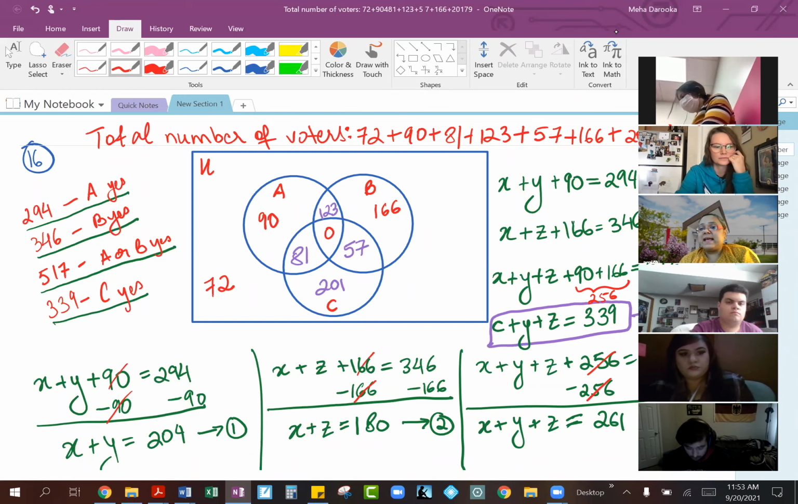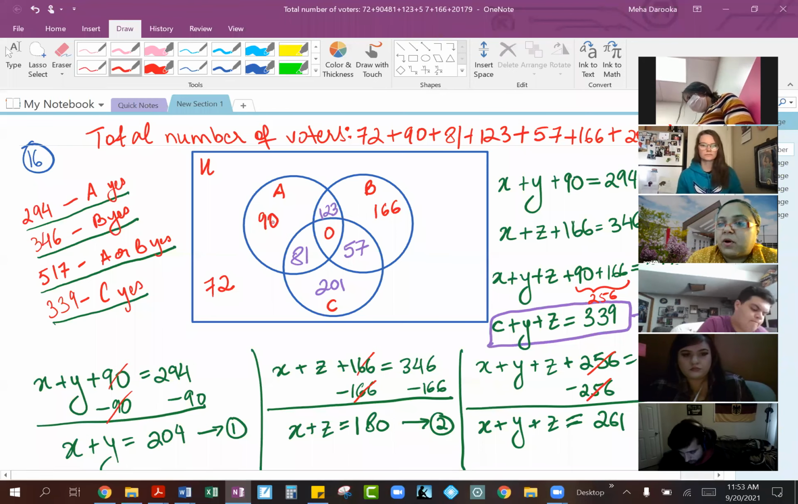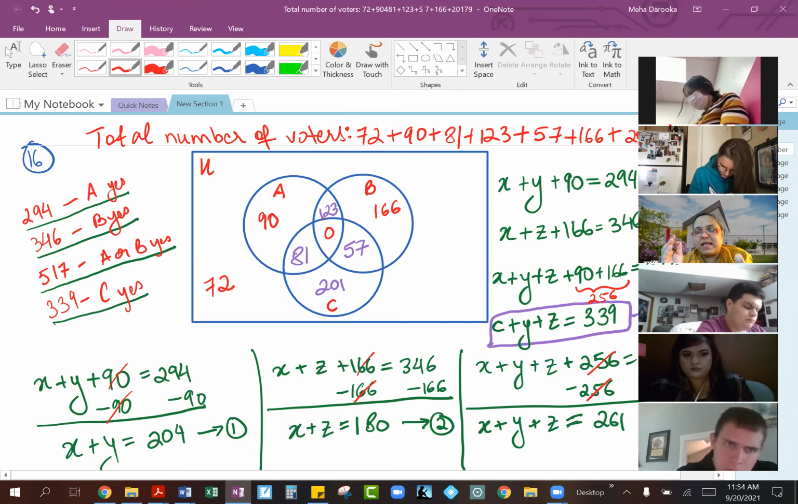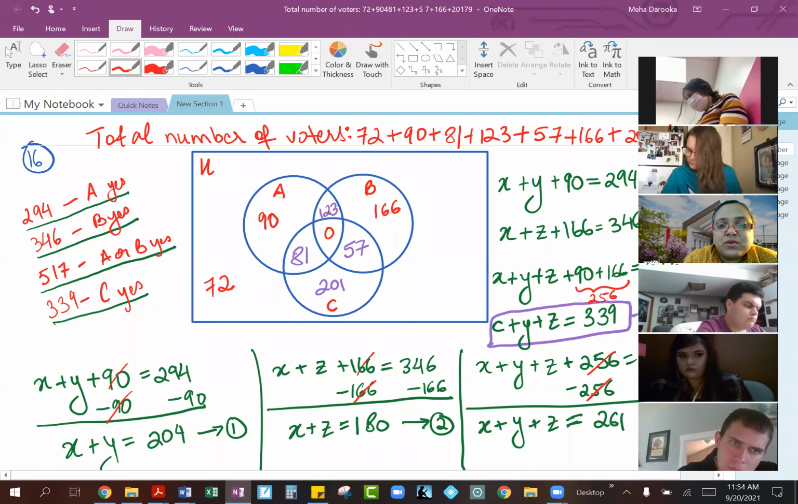Very good. Yeah, exactly. Obviously, all of those people have voted at least once on Proposition A, right? We know the 90 people only voted yes on A. We know the 81 voted yes on A and C, but obviously they voted yes on A, so they cannot be counted. Same thing for 123, because they voted yes on A and B, so they cannot be counted either. So everyone who's not in circle A gets counted.